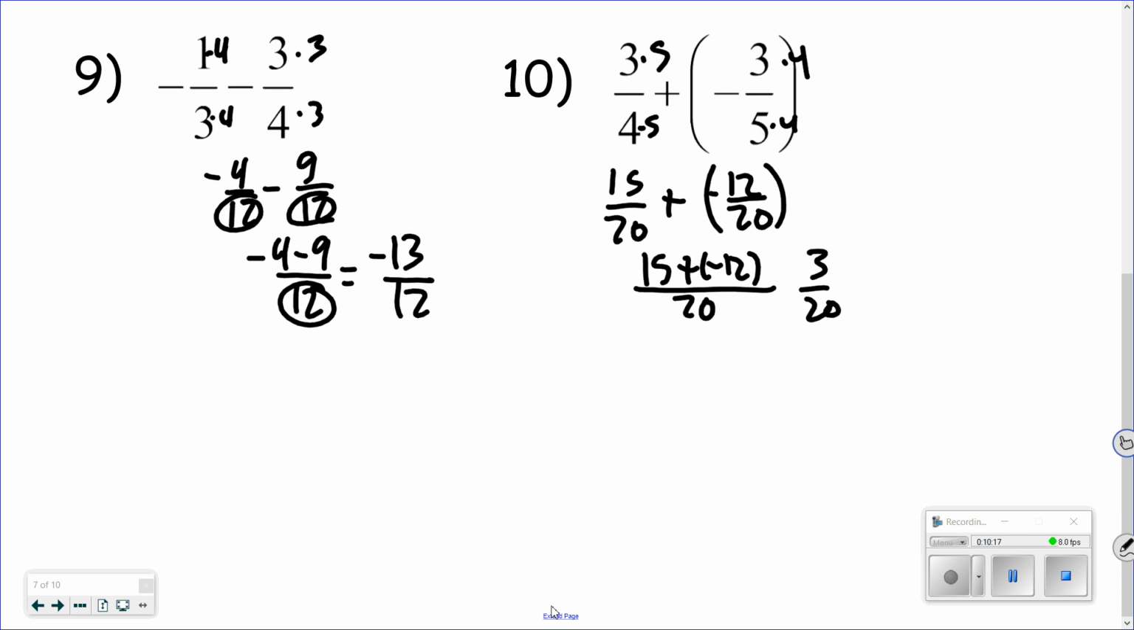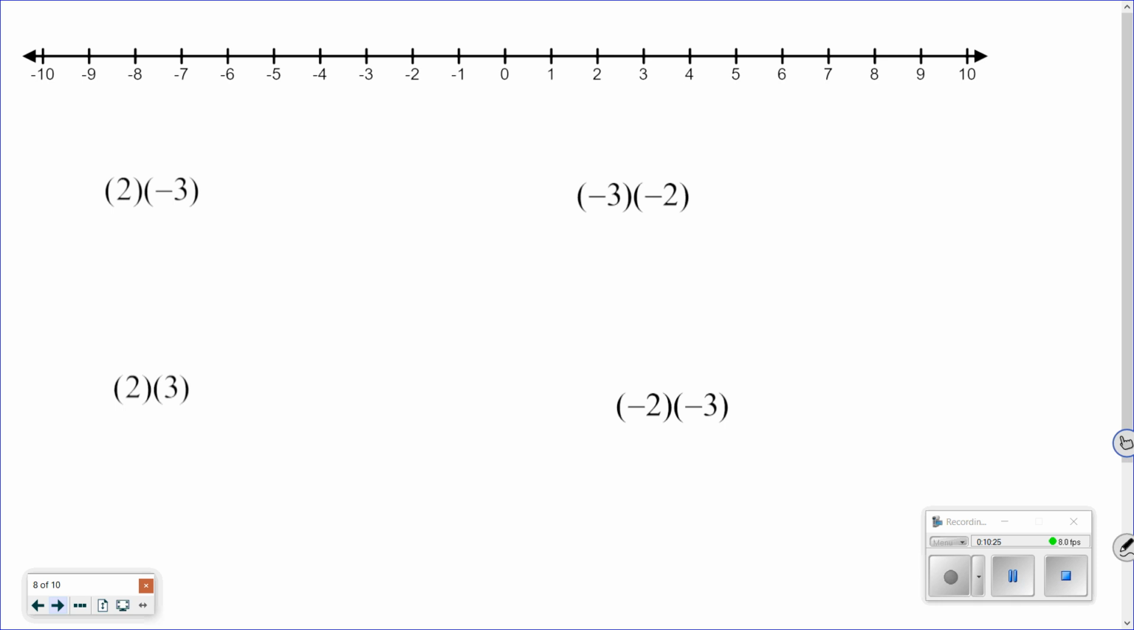Okay, make sure you understood those. If not, look back at the examples again. Maybe go back to the start of the video. Make sure you're understanding the adding and subtracting. We're going to go over multiplying next.